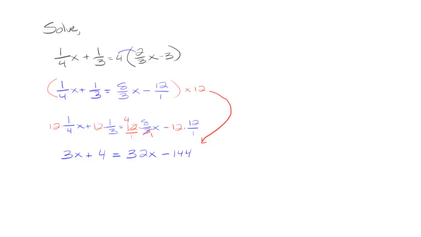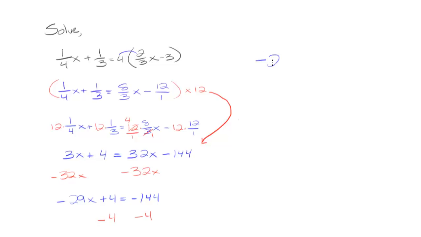The first thing I'm going to do is isolate the variable. I'll subtract 32x from both sides, getting minus 29x plus 4 equals negative 144. I'll now subtract 4 from both sides. By 4, I get negative 29x equals negative 148.